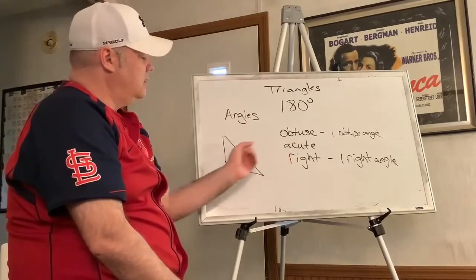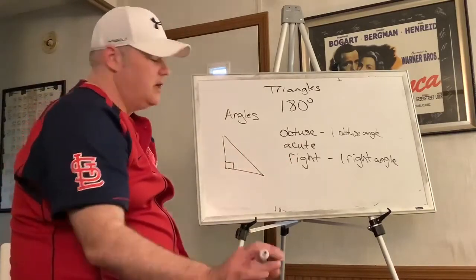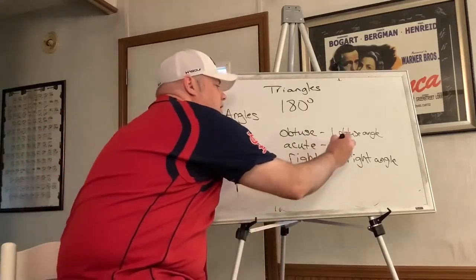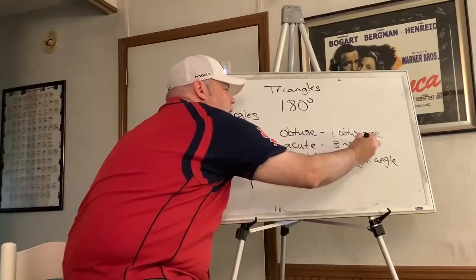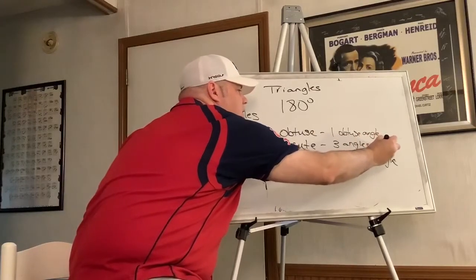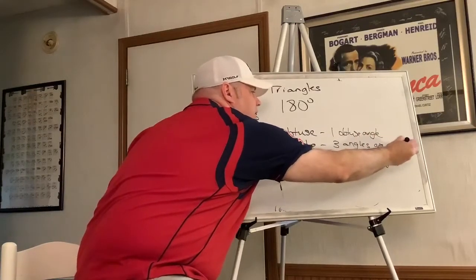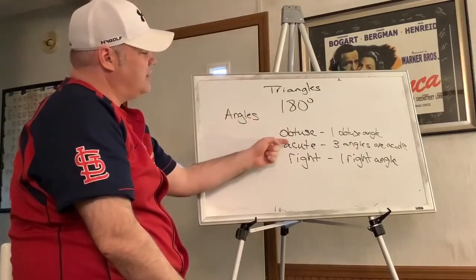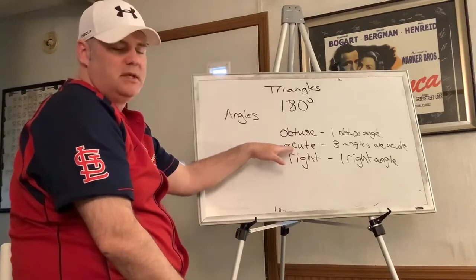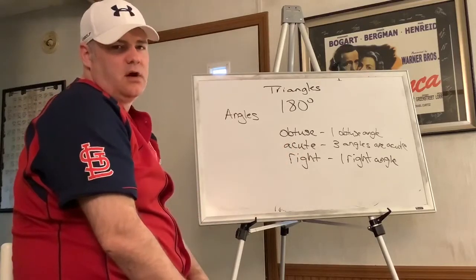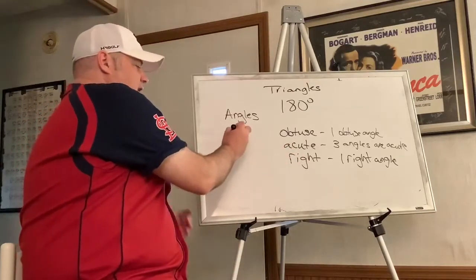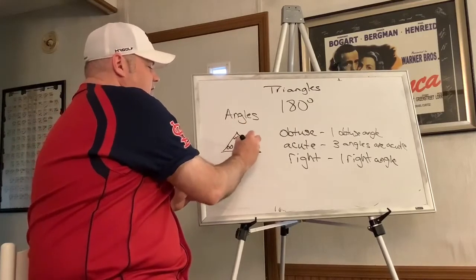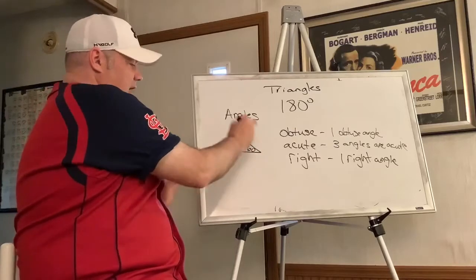So right is 90 degrees, there's only one. That means acute has all three angles acute, because as soon as you have one that's obtuse, it becomes an obtuse triangle. As soon as you have one that's right, it becomes a right triangle. So for it to be acute, all three angles are acute. And it can still look different ways. You could have one look like this, 60, 60, 60. They're all acute. They're all less than 90. They add up to 180.